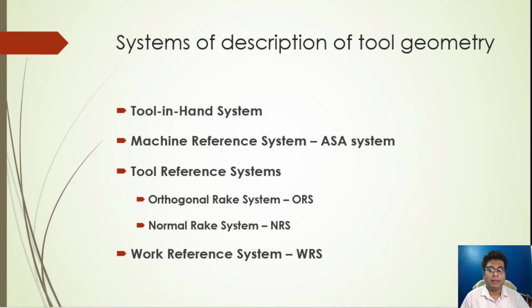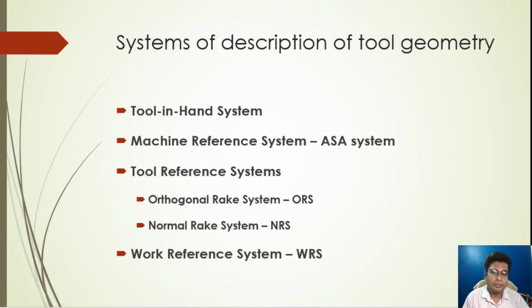The difference between machine reference system and tool reference system is that in machine reference system, whenever a tool is loaded, the direction of the planes is given as per the movement of the machine or the tool post. Whereas in tool reference system, in both ORS and NRS, the nomenclature is based on the inclination or orientation of the cutting edges of the single point turning tool.